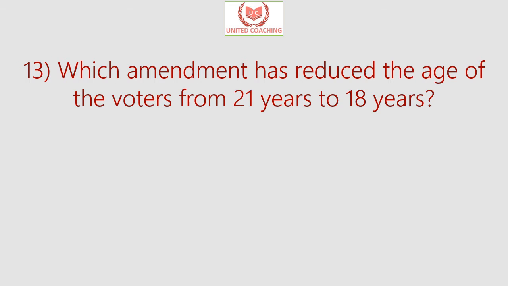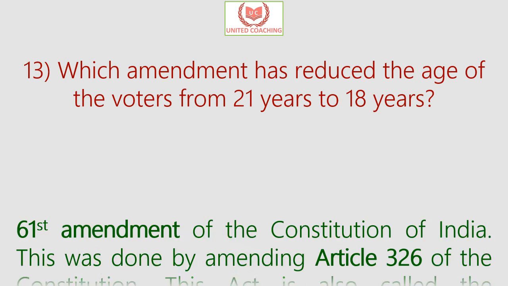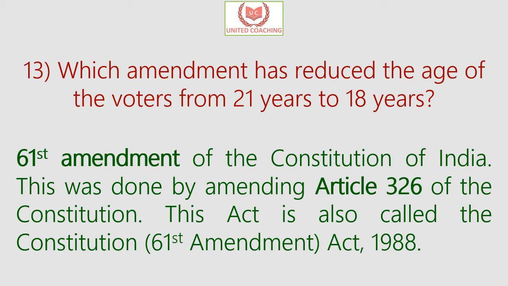Our next question is, which amendment has reduced the age of voters from 21 years to 18 years? So answer is 61st Amendment of the Constitution of India, and this was done by amending Article 326 of the Constitution, and this act is also called Constitution 61st Amendment Act 1988.